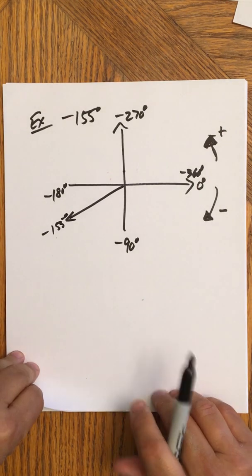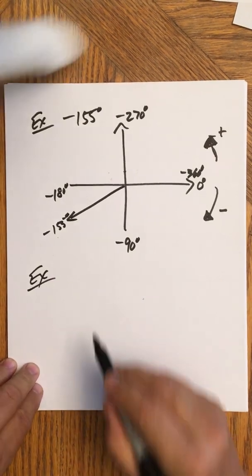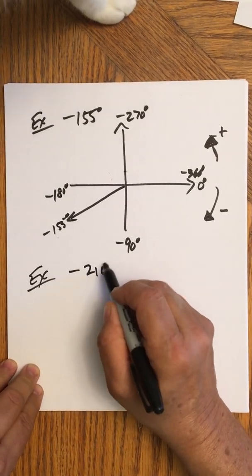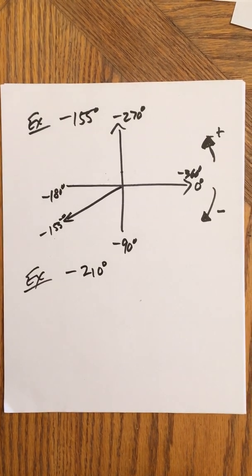Let's go ahead and try. Pause the video and see what you would get for negative 210 degrees. So pause the video, give it a try, and draw it out.